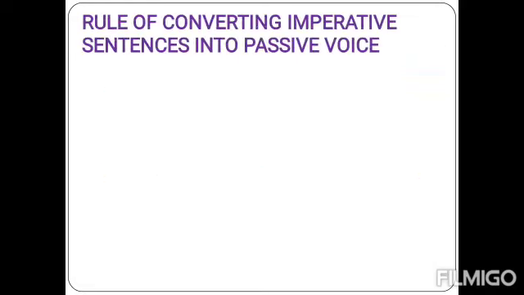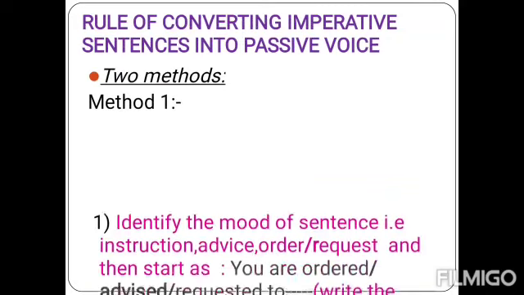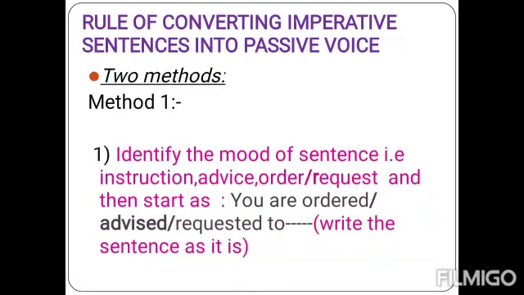Now let's see how to convert imperative sentences into passive voice. Actually, there are two methods to solve them. Let's see the first method. First of all, identify the mood of the sentence, that is whether it is instruction, advice, order or request, and then start as you are ordered or advised or requested as per the mood, right? Second, after that, you have to write the complete sentence as it is, except for negative sentences.